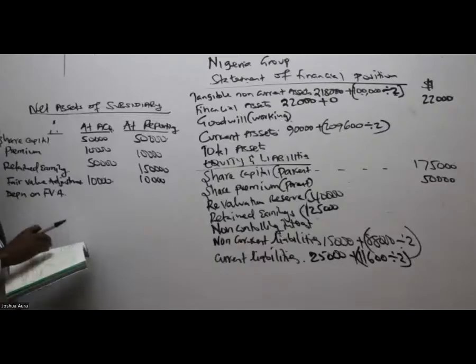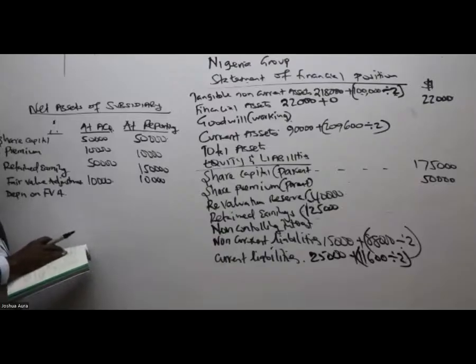I'm repeating again, reading note 1. Nigeria acquired 40,000 shares in Lagos on the first day of the accounting period for DN 400,000, when retained earnings at acquisition were 50,000.